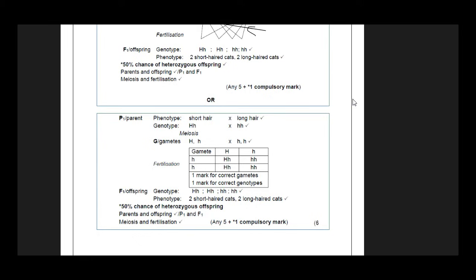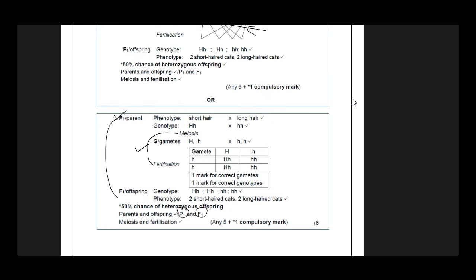So in this case, you had to give a percentage of the offspring. What were they? Heterozygous or homozygous? Then parents and offspring. So you get a mark for writing P1 and F1. So you would get a mark for these two. When I marked papers, I drew a connecting line like that to show a mark. Then you also get a mark for meiosis and fertilization, also put a mark like that. If you wrote meiosis and fertilization, you would have already gotten a mark.